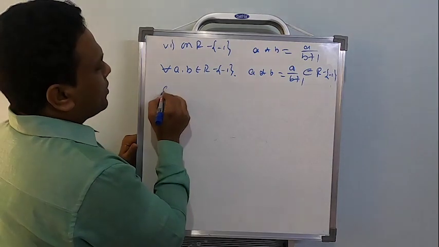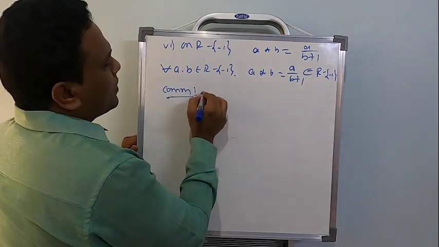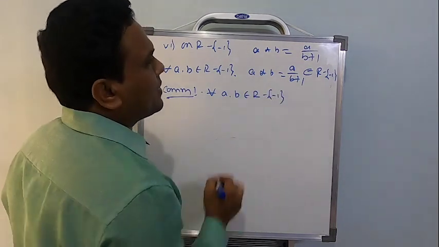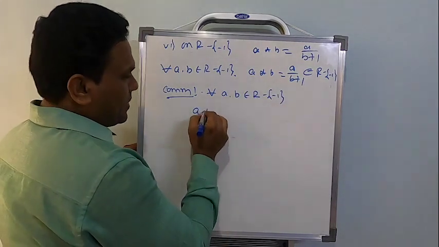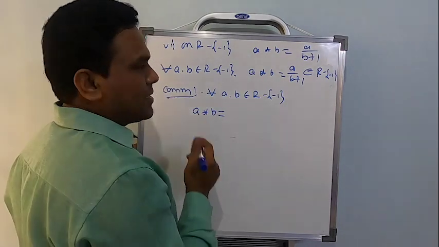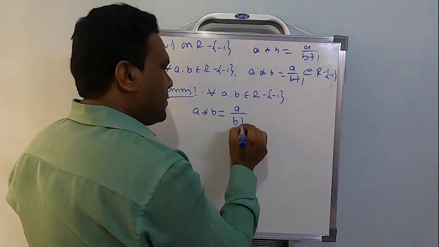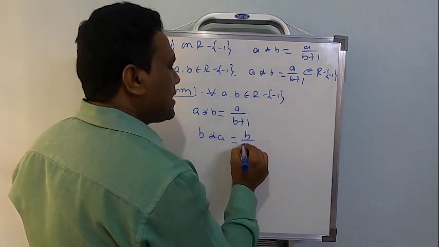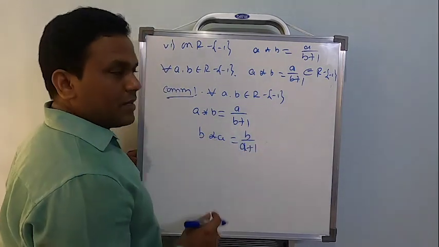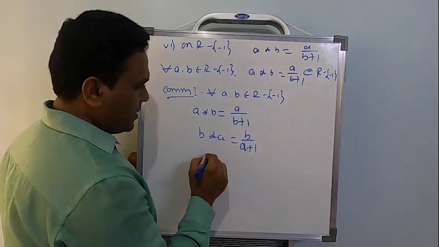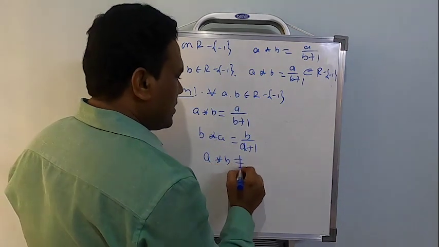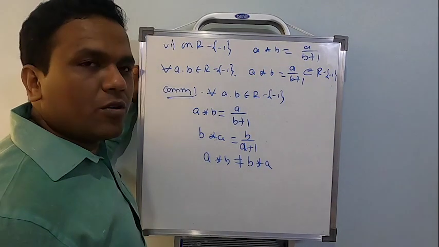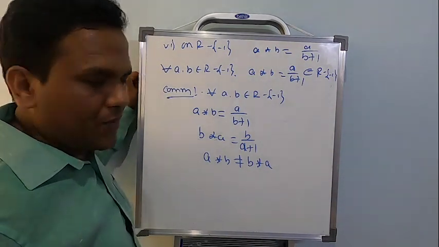Now to check for commutative: for all A, B belonging to the given set, what does the property say? A star B should be equal to B star A. A star B is A by B plus 1. What if I write B star A? B star A is B by A plus 1. Can I say these two are equal? Certainly A star B is not equal to B star A, therefore star is not commutative.